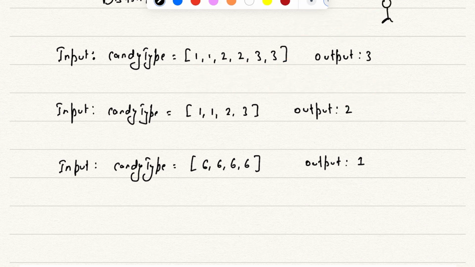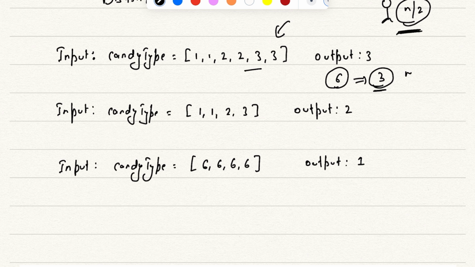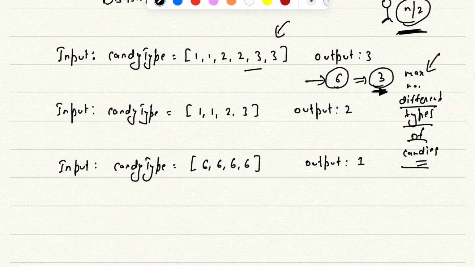Now the question is, this is a lady Alice and she can only eat half of the candies. Whatever candies she has, she can only eat half of them. For example, in this case, she has six candies in total, but she can only eat half of it, meaning she has permission to eat three candies. Now our task is to return the maximum number of different types of candies she can eat. Make sense? If the total candies are 6, then she can only eat 3 out of it.